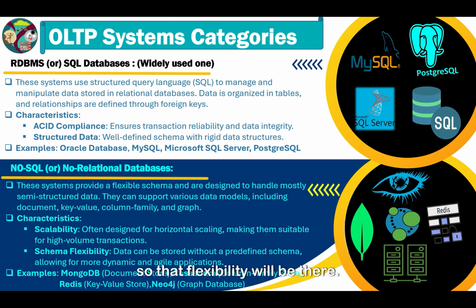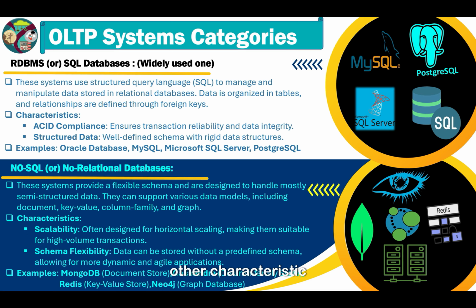So that flexibility will be there, and consistency keeps the database in a valid state, and isolation ensures the transactions don't interfere with each other. As I mentioned, if you are executing a set of transactions, all the transactions will execute independently. And durability guarantees data persistence, meaning once the transaction is successful, the data will be stored permanently. So these are the ACID properties which are complied with by SQL databases.